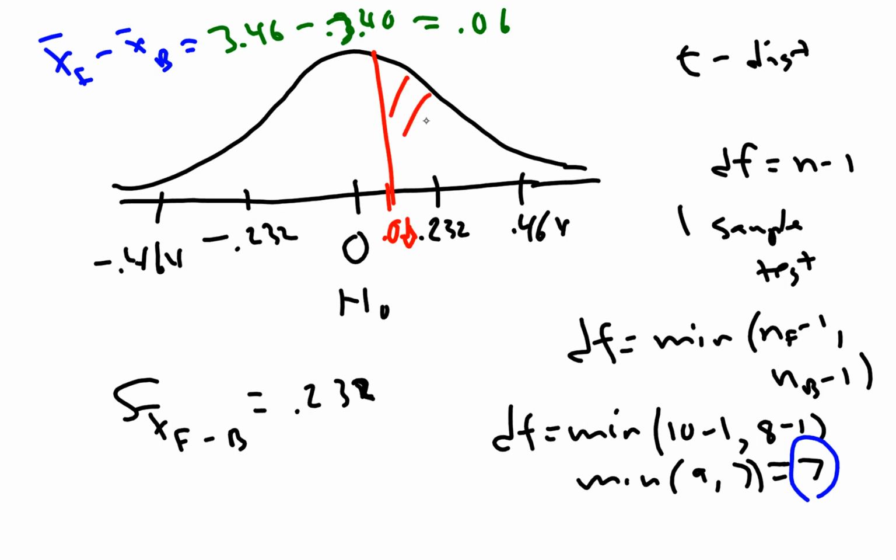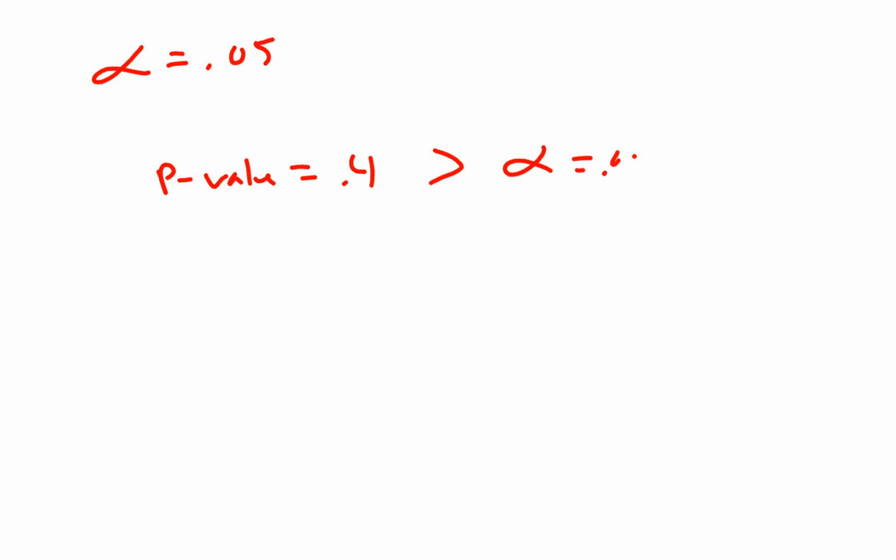And then the area we want is going to be greater than that, because our HA is that we thought the mean was going to be greater. So we're going to have a really big p-value here, and we're not going to end up rejecting H0. So the area of this region up here ends up being about 0.4, which is really big. So what does that mean? The typical alpha level used for one of these problems is 0.05. Our p-value is 0.4, which is definitely greater than alpha equals 0.05.